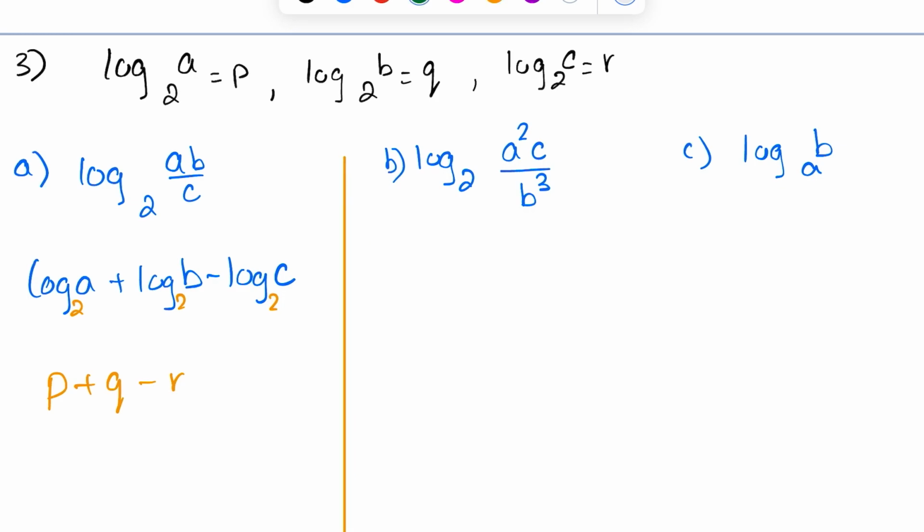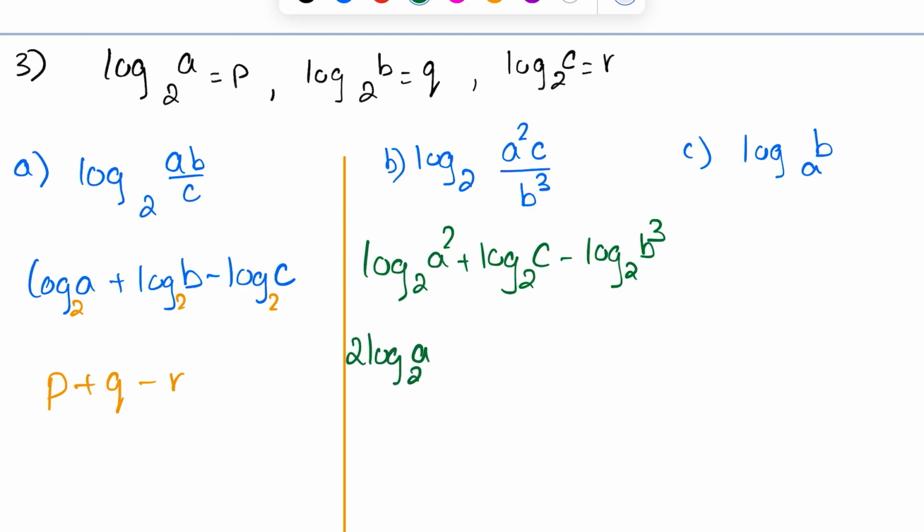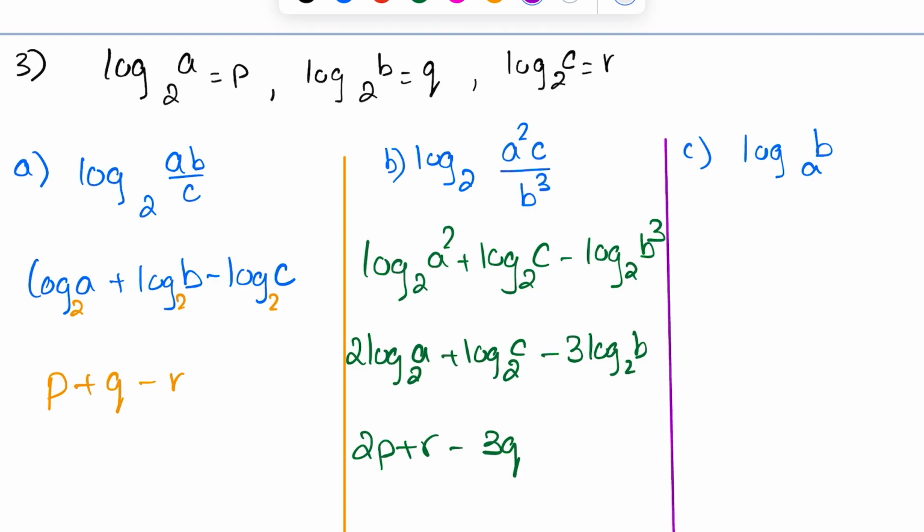Coming to part B, again multiplication becomes addition and division becomes subtraction. Log base 2 is B cube. The power comes in front, so it becomes 2 log A to the base 2 plus log C to the base 2 minus 3 log B to the base 2. So it becomes 2P plus R minus 3Q. Coming to the last part, log B to the base A. It can be written as log B upon log A.